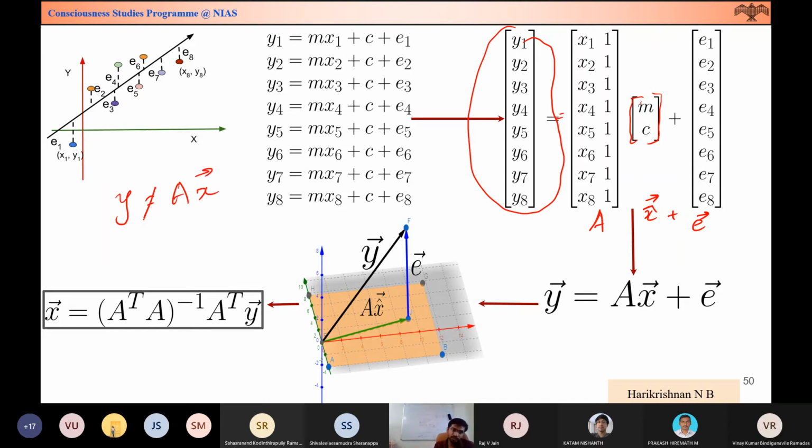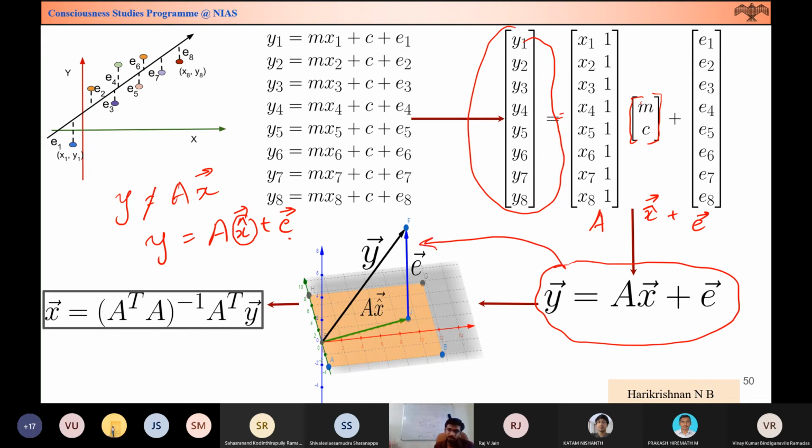That is y. This is not possible. But I can always find y equal to A x cap plus error vector. So I can always find an x cap such that the error is minimum. So this I can write as y equal to A x cap plus b, and geometrically you can interpret it in this particular way. So x cap will be (A transpose A) whole inverse A transpose y.